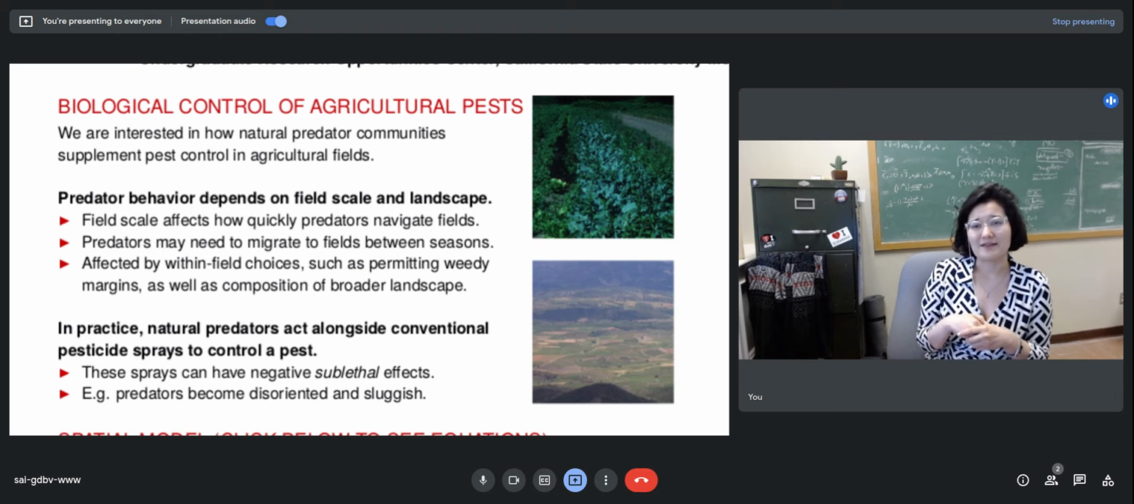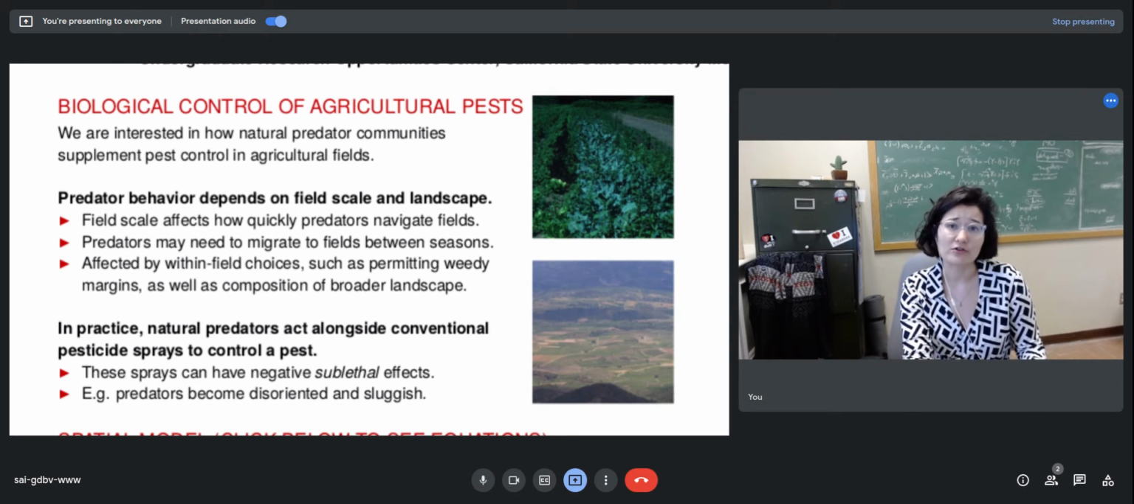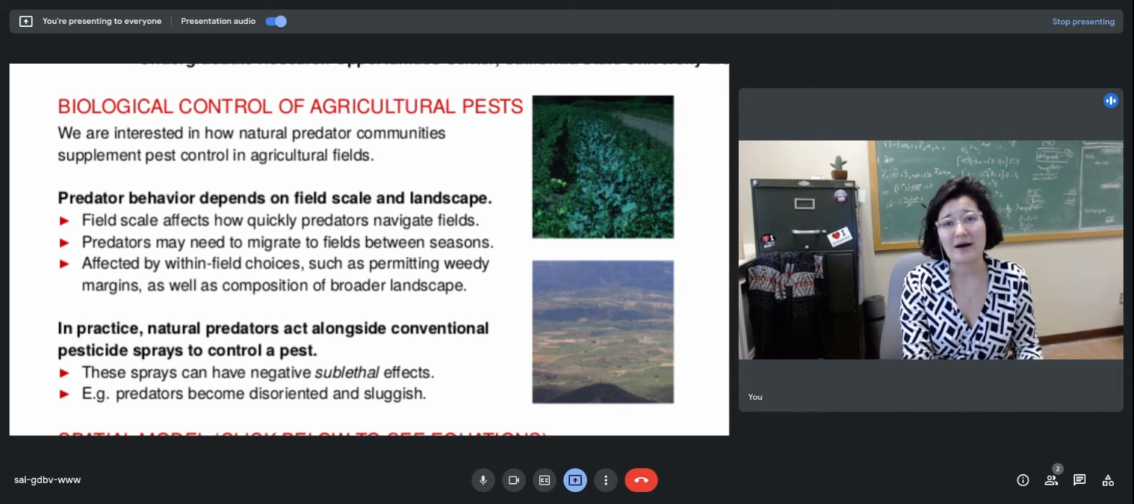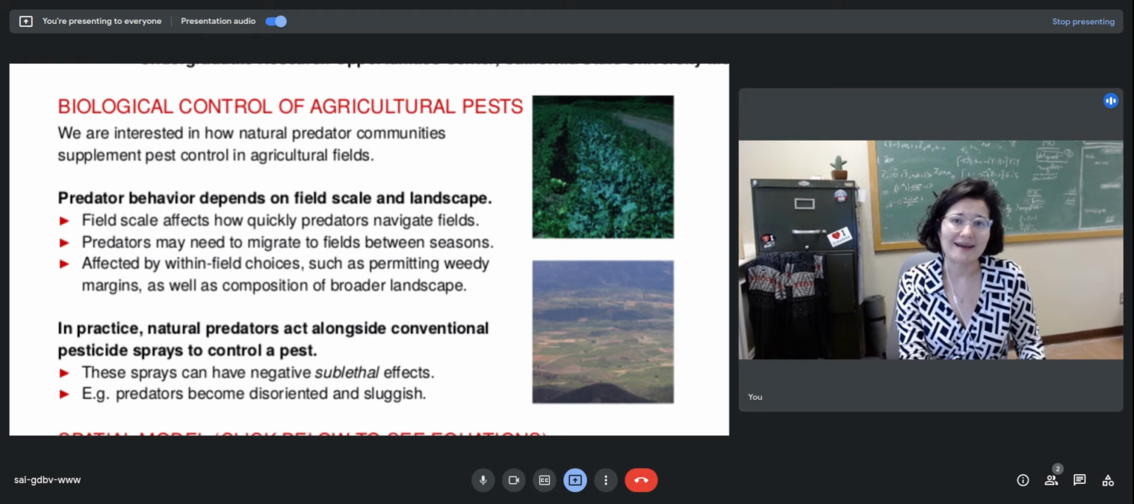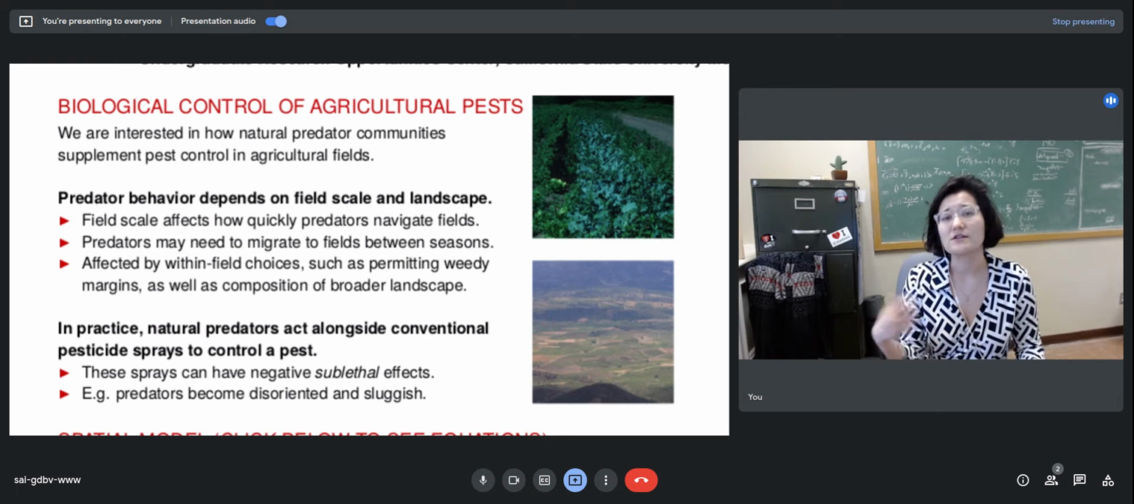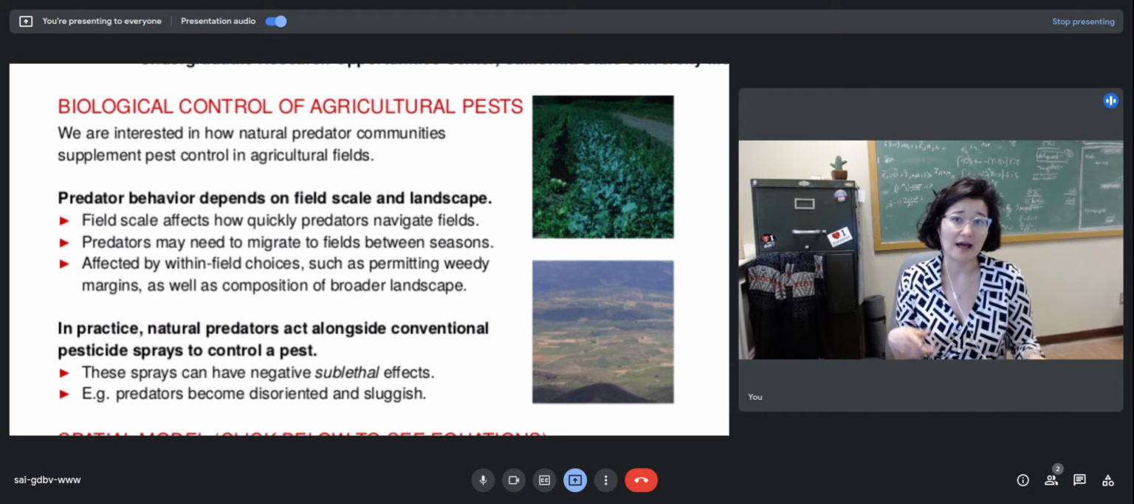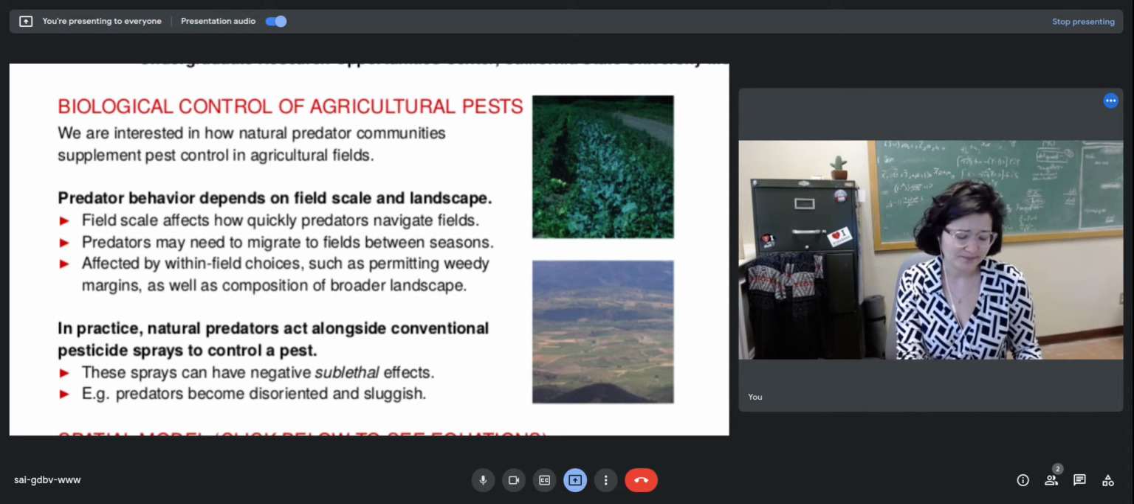The motivation behind this project has been to look at the potential for the biological control of an agricultural pest by a community of its natural predators. The pest I tend to think about is an aphid, which is a really common pest that can reduce crop quality and also transmit plant viruses. And then the community of predators would be the beetles and spiders that naturally reside in agricultural fields.